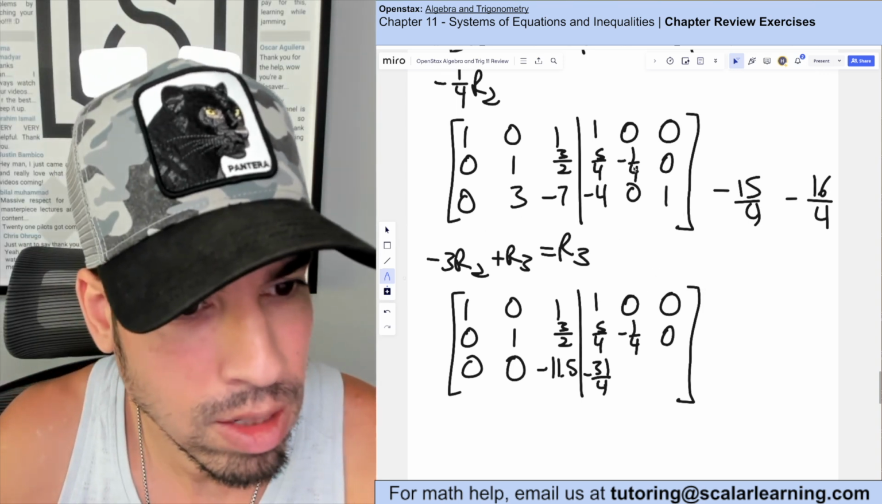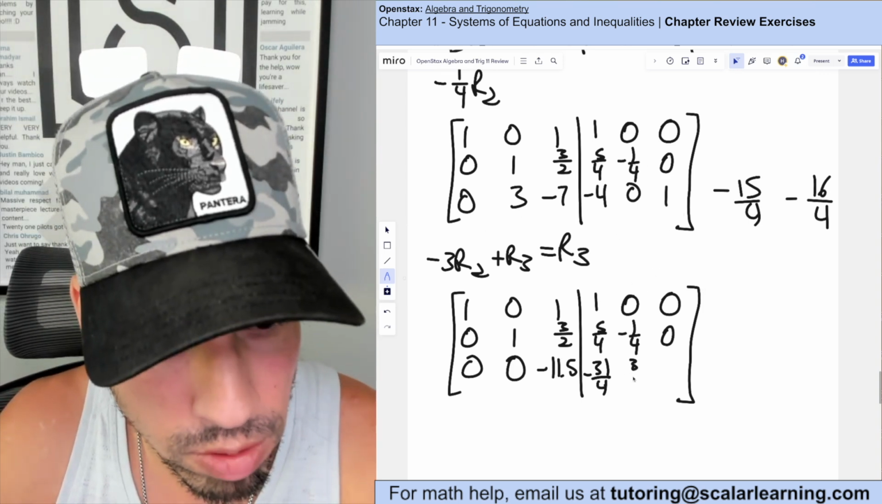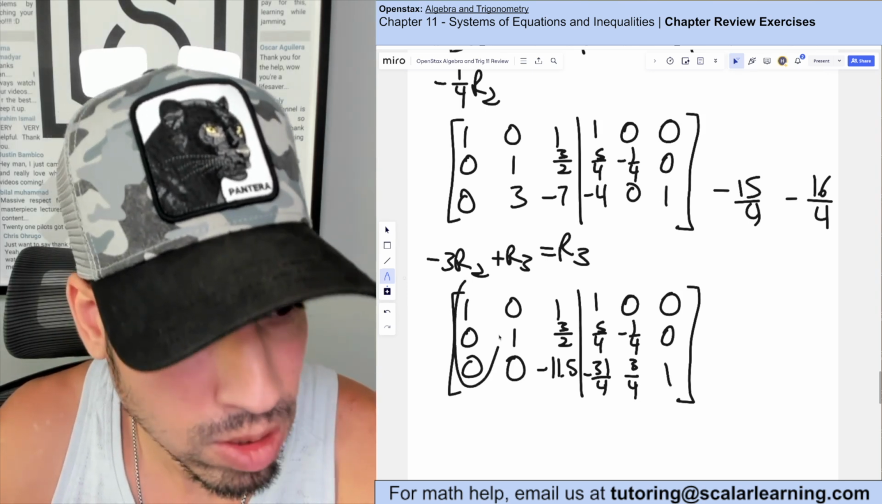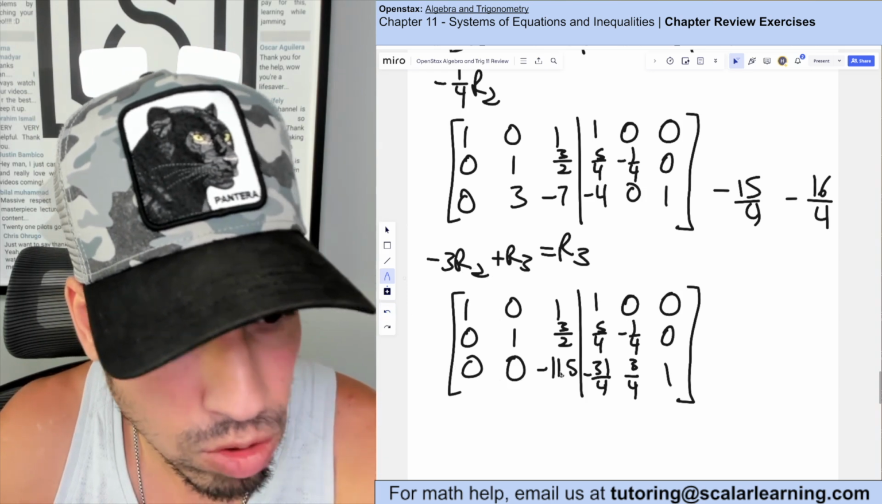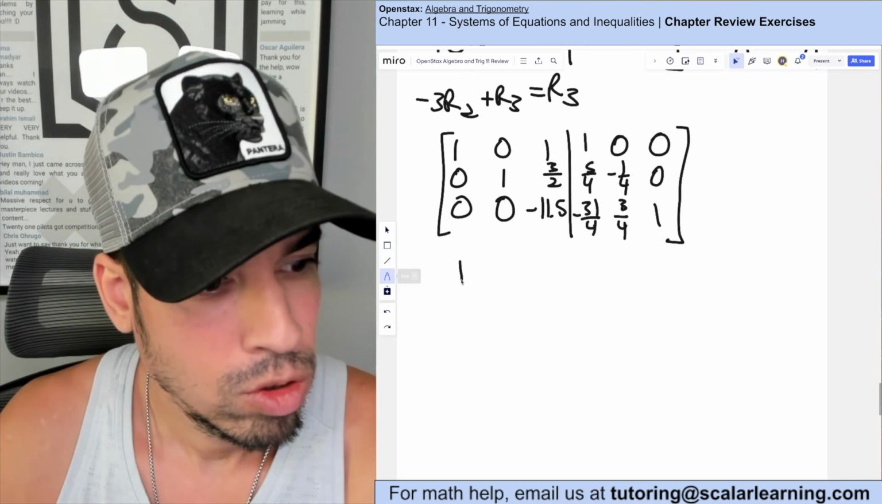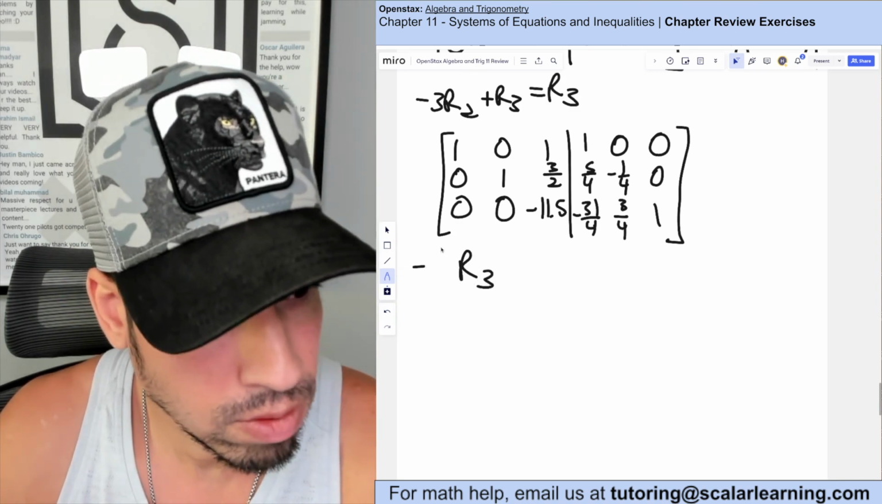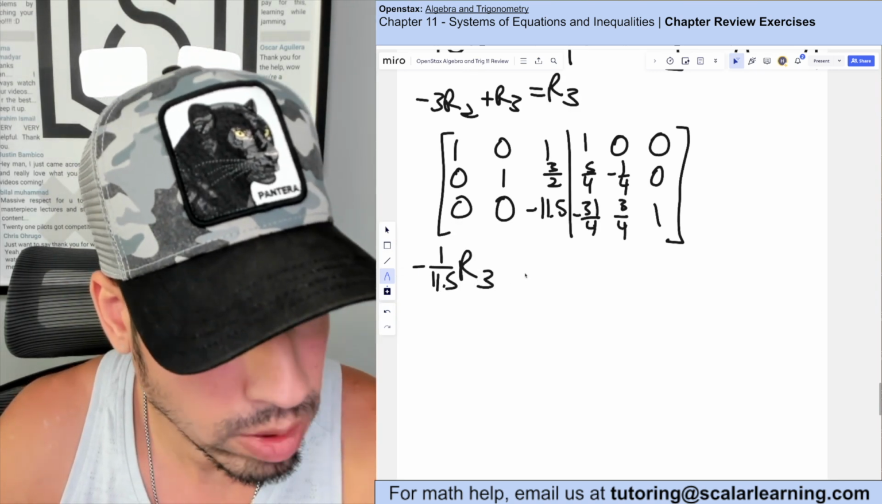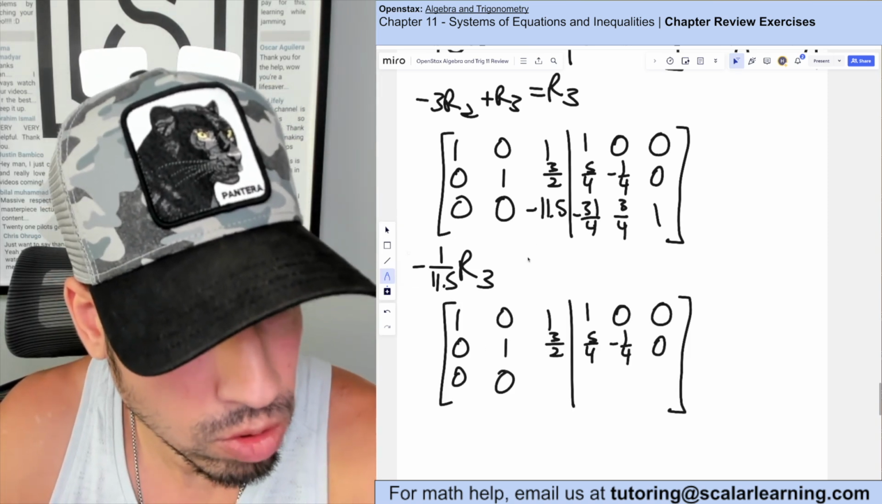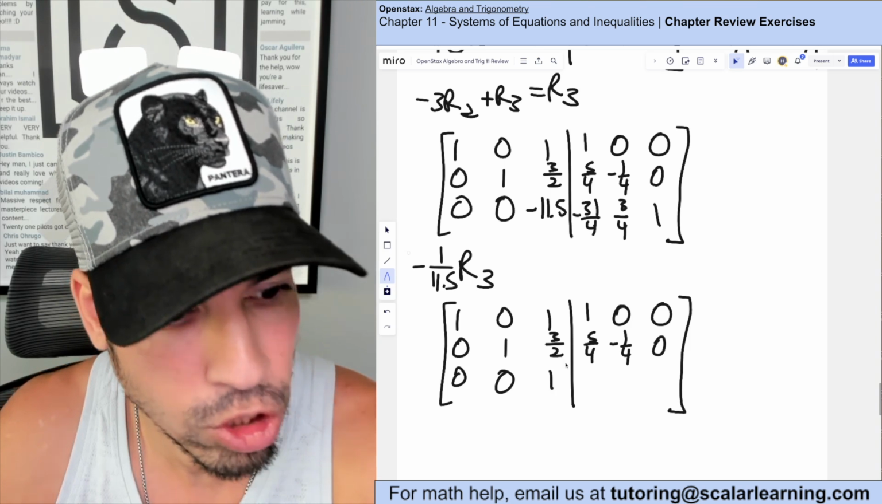And then we got negative 3 times that is 3/4 plus 0 is 3/4. And then 0 plus 1 is 1. Okay, we're in a really good spot because we got column 1 and column 2 done. Now we need to do column 3. And again, I'm going to start by flipping that to a 1. So we're going to multiply row 3 by negative 1 over 11.5. Let's write it out. So we got that times 0 is 0, that times 0 is 0, that times that is 1, which is what we want.